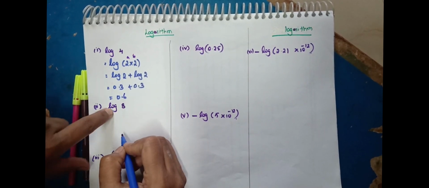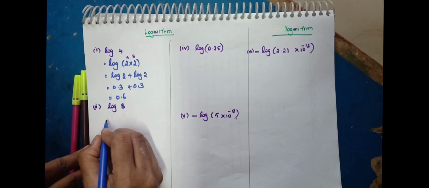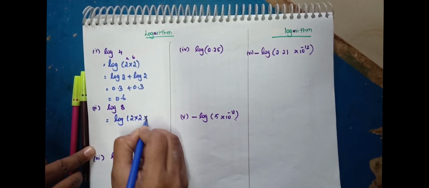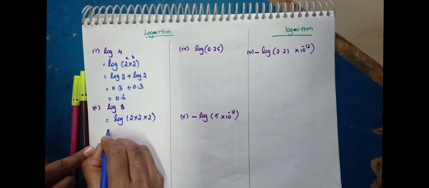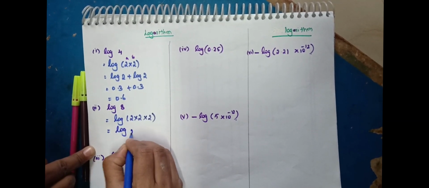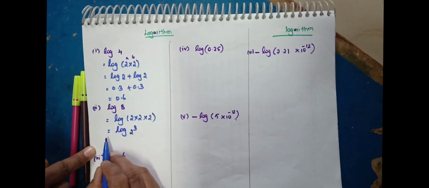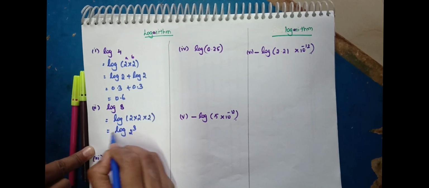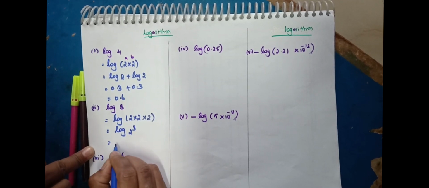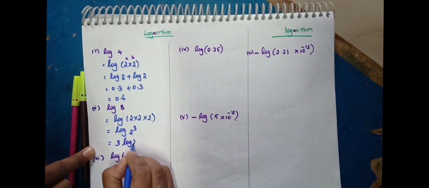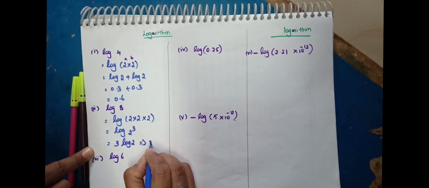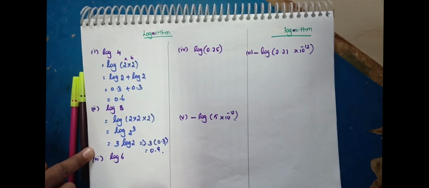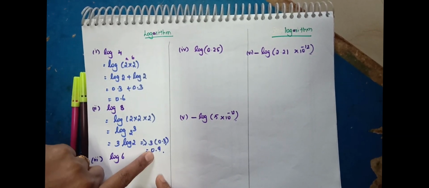Now see log 8. How will we make it? Log of 2 into 2 into 2. So instead of 2 into 2 into 2, we will make it as 2 power 3. Okay. So log A power B, what will happen? Log A power B, this power will come to the front. So 3 into log 2. It will change as 3 into 0.3. So the answer is 0.9. So log 8 is 0.9.